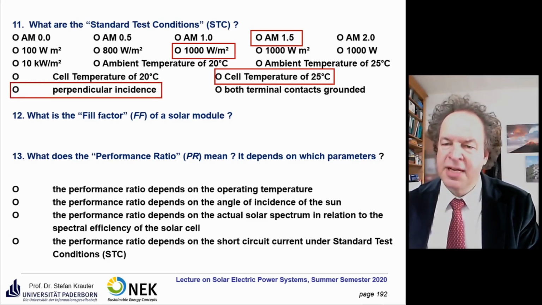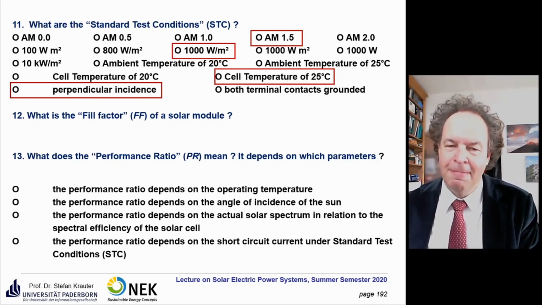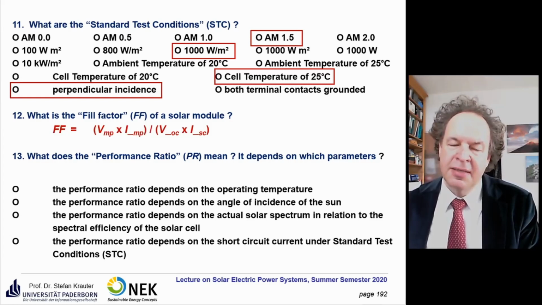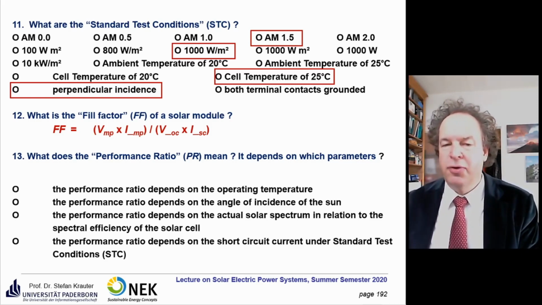Both terminal contacts are grounded. That's nonsense. If both terminal contacts are grounded, you don't have any power output at all. What is the fill factor of the PV module? You can describe it via a formula or show it on a graph. Here it's the actual power output, so voltage times current in the maximum power point, divided by the ideal power output, open circuit voltage times short circuit current.